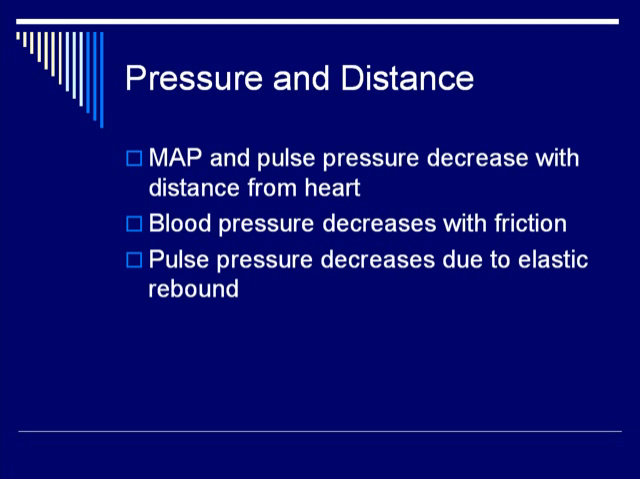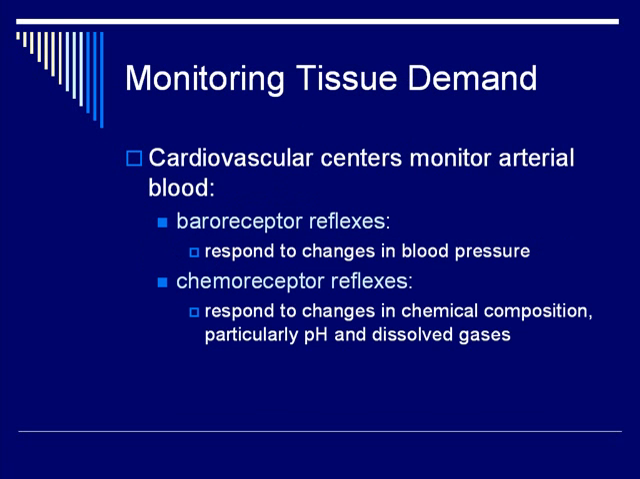Mean arterial pressure, pulse pressure, we already talked about. Blood pressure decreases with friction. Pulse pressure decreases due to elastic rebound. The cardiovascular center can also monitor the demands of the system. There are particular types of receptors located in blood vessels that can sense pressure changes, and can also sense oxygen and CO2 levels as well. There are baroreceptors. There's a baroreceptor reflex. It responds to changes in blood pressure. So you need to know that.